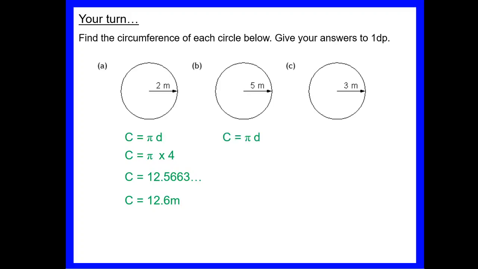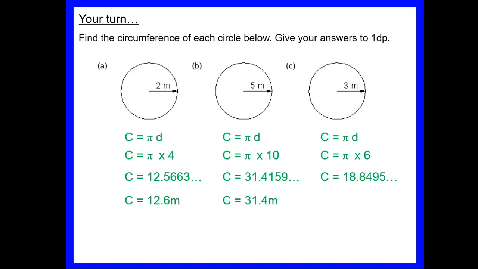Our second one, the diameter is going to be 10. So pi times 10 is 31.4159, etc., which is 31.4 meters. And finally, our last one, the diameter of that one, 3 times 2 is 6. So pi times 6 is 18.8495, etc. Rounded to 1 decimal place gives us 18.8 meters.